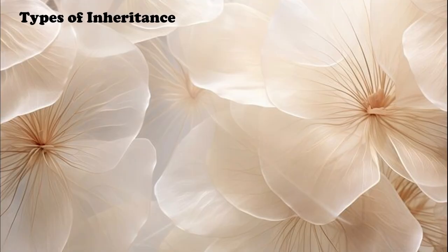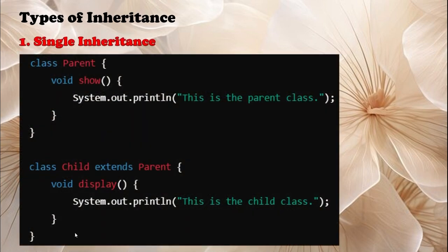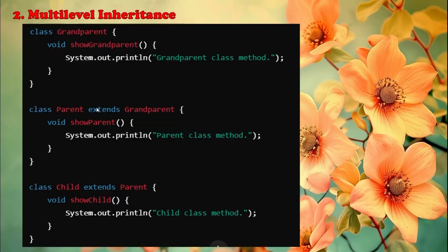Types of inheritance in Java. The simplest type of inheritance is single inheritance, where a child class inherits from a single parent class. Here, the child class has its own method, display, but can also use the show method from the parent class. This relationship is one-to-one. Next, we have multi-level inheritance.